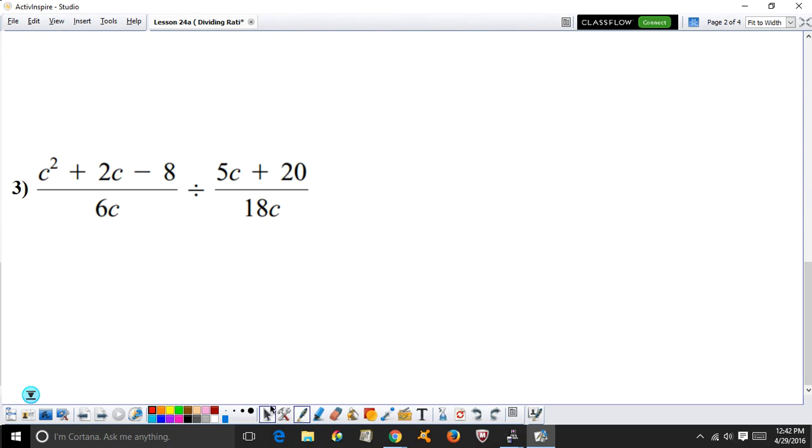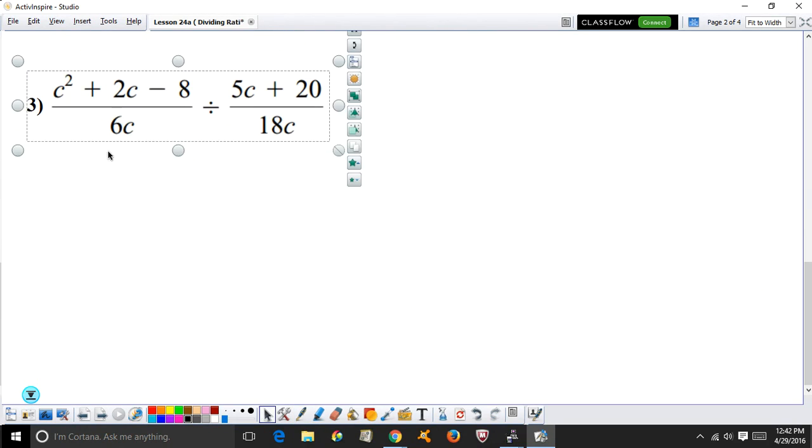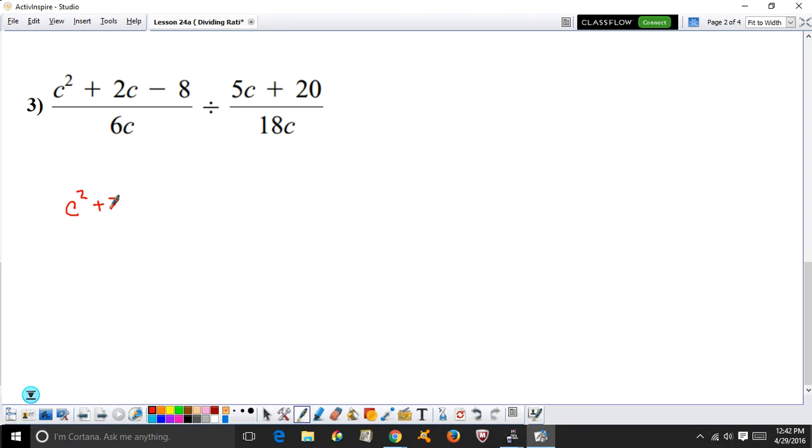Let's look at example 3. Again, I'm dividing. First, we need to convert it into multiplication. So c squared plus 2c minus 8 divided by 6c. Don't divide, we multiply. And we multiply by what? By the reciprocal. Okay, so now we have this.